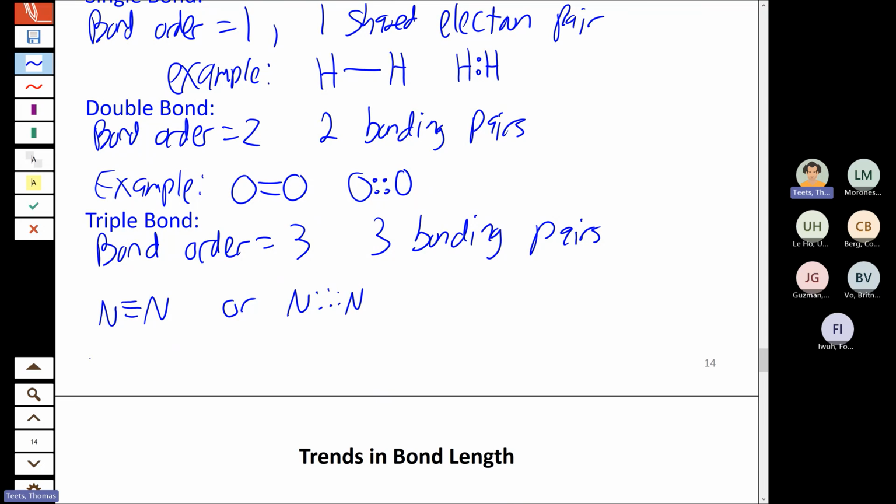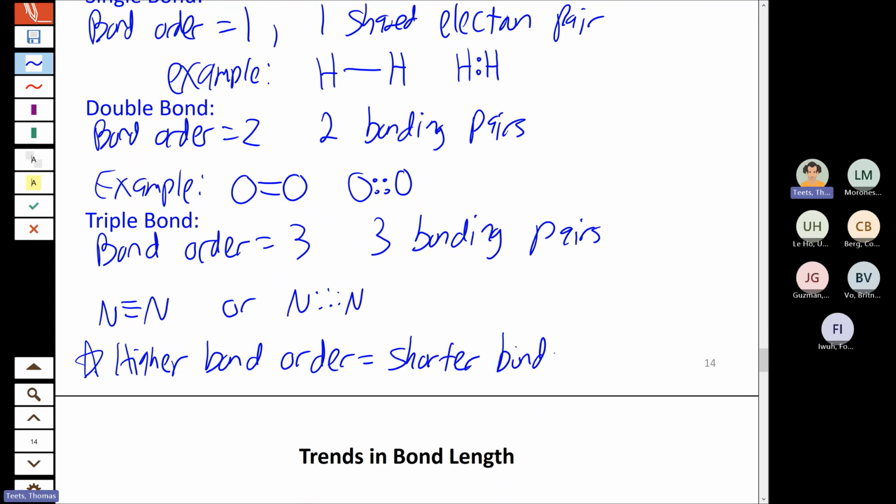All right, and then the key thing about bond order is that, and this is a pretty significant effect too, so it's one of the most important things to think about. If we have a higher bond order, we're going to have shorter bonds. The more electrons that are shared are going to pull the nuclei closer together, and that leads to it being a stronger bond. So that's one of the most important factors that's going to determine how short and how strong the bond is.